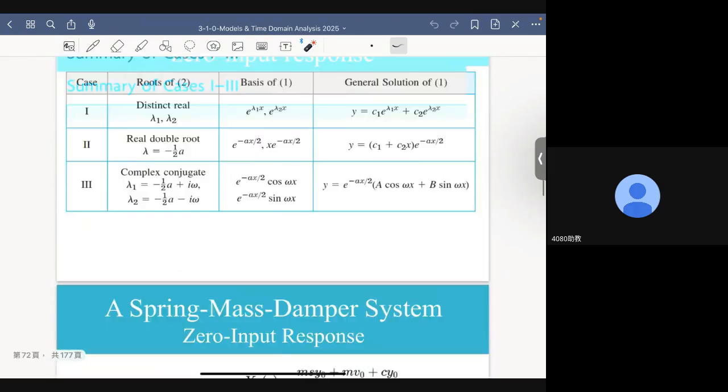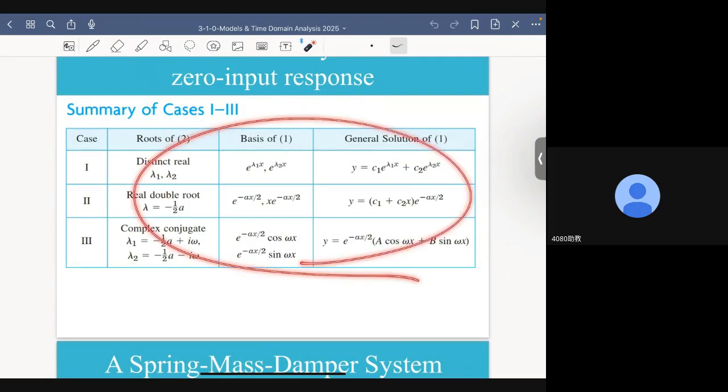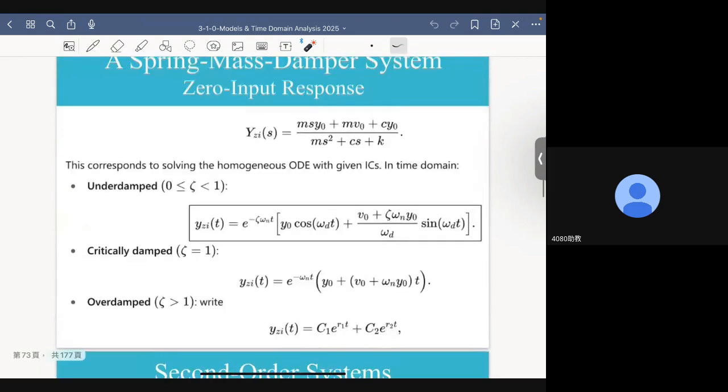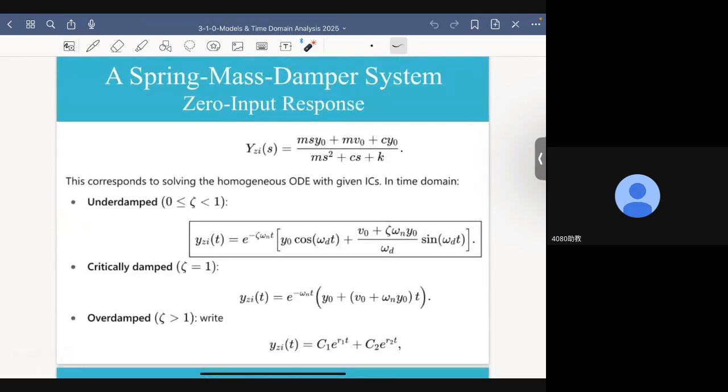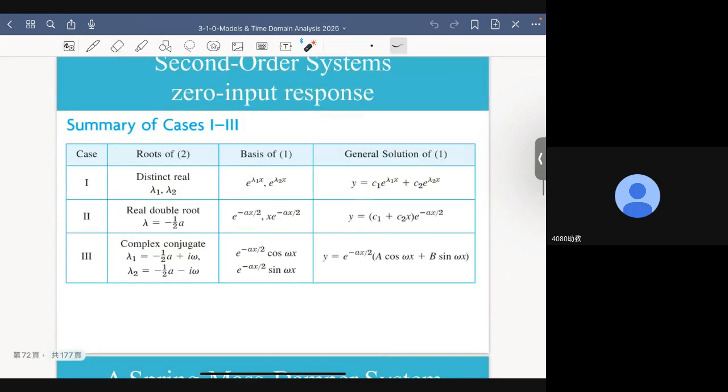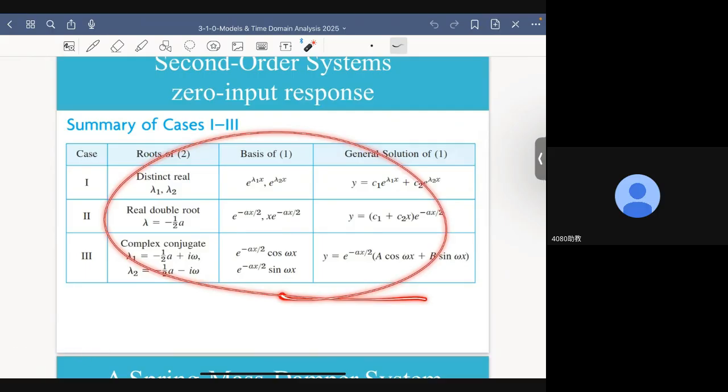Now, we can convert this result directly to our spring mass damper systems because mathematically they are the same thing. They are all second order differential equations. Now what we can do is, we remember that this is the zero input response of our spring mass damper system. We can take the inverse Laplace transform of this representation, or we can approach the problem in an identical way as what we have done here.